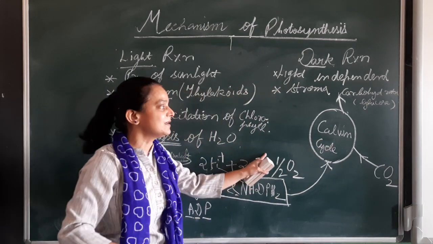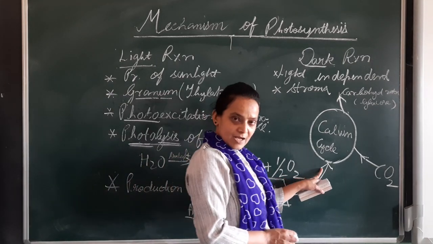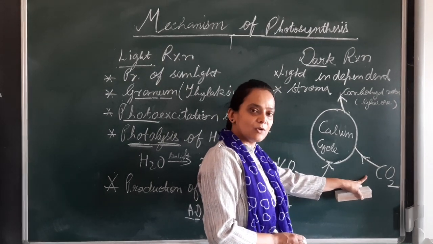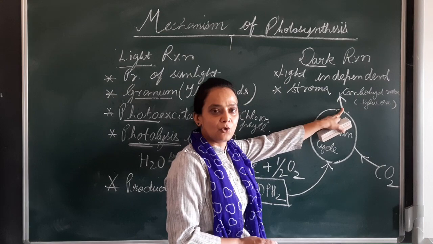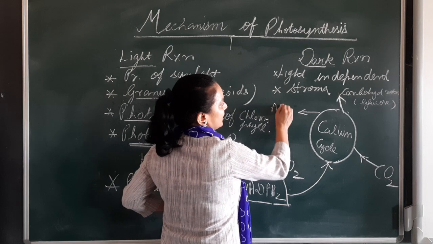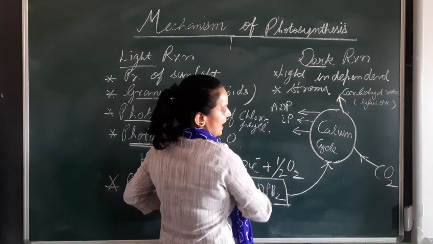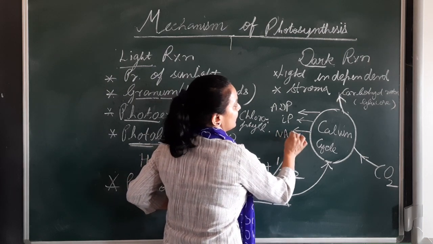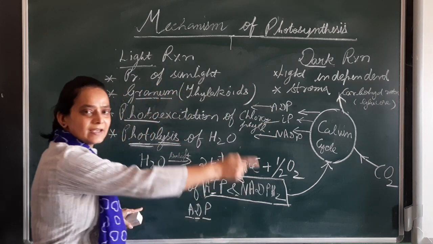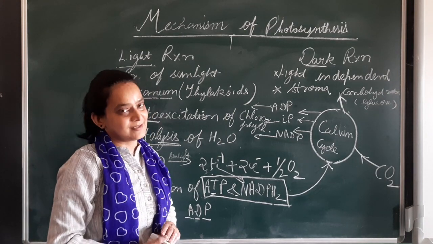Up to our syllabus, we just need to know that the end products of light reaction enter the dark reaction in the stroma, and it absorbs carbon dioxide from the atmosphere to release the final product glucose. Now in this process, ADP, adenosine diphosphate, inorganic phosphate and NADP are liberated back. Again they enter the light reaction and this cycle continues. So this is how the mechanism of photosynthesis occurs.